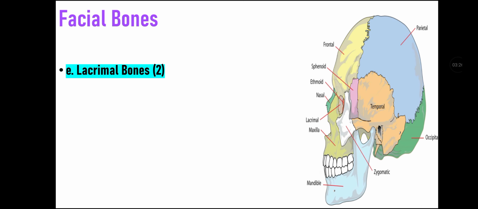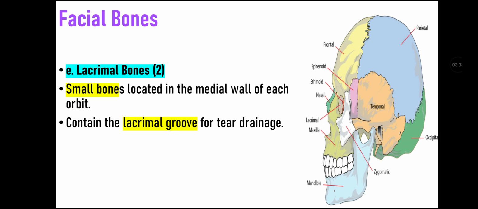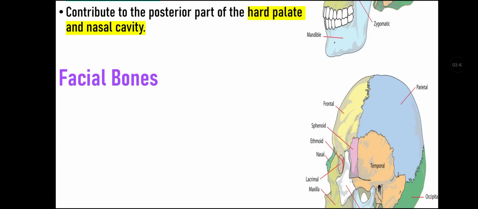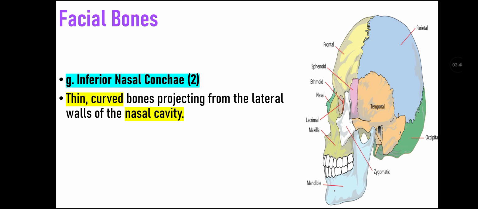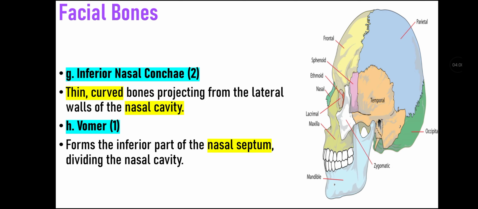The next facial bone we have is the lacrimal bone. There are two in number, and they are the smallest bones, located in the medial wall of each orbit. They contain a lacrimal groove for tear drainage. The next bone is the palatine bone, that is a paired bone. They contribute to the posterior part of the hard palate and nasal cavity. The next facial bones are the inferior nasal conchae, that are also paired bones. They are thin curved bones projecting from the lateral walls of the nasal cavity. The next facial bone we have is the vomer, that is an unpaired bone. It forms the inferior part of the nasal septum dividing the nasal cavity.